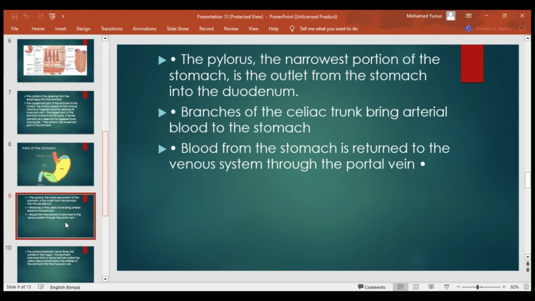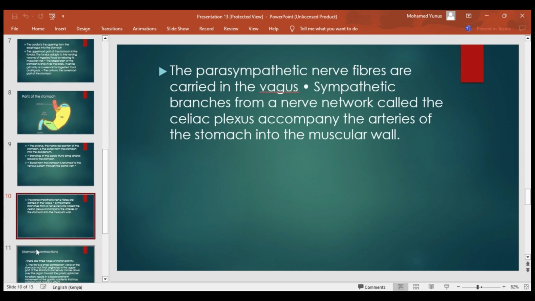So it's the outlet from the stomach into the duodenum. It allows food that has already been broken down into chyme to pass; when the pyloric sphincter opens, the food gets out of the stomach and goes into the upper part of the small intestine. That's the duodenum. And if we talk about the blood supply, we find that the branches of the celiac trunk bring arterial blood to the stomach, and blood from the stomach is returned into the venous system through the portal vein. That's all you need to know about the blood supply.